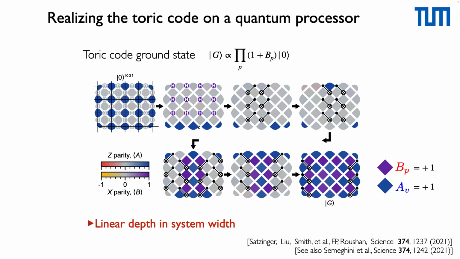Is there any particular reason you don't use measurements here? Good point. Actually, I'm commenting on this later. I was pointing out that this is the optimal circuit if you only apply unitary gates. But indeed, if you allow for measurements, you can shortcut and actually get it in constant depth. The problem is that the machine that we were using at that time didn't offer this option. But I'm coming back to this later.